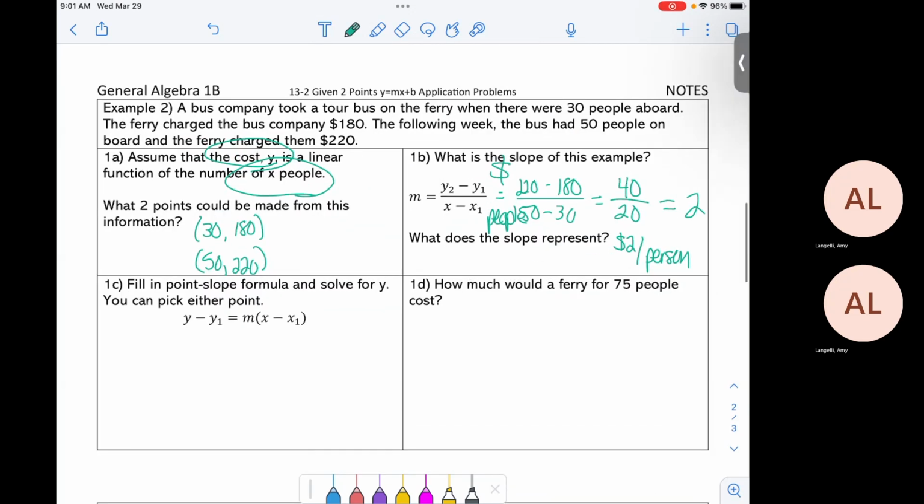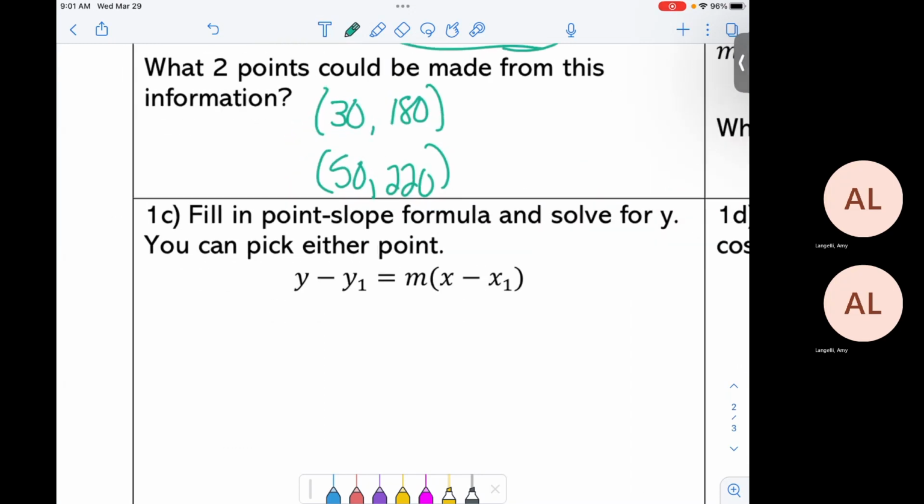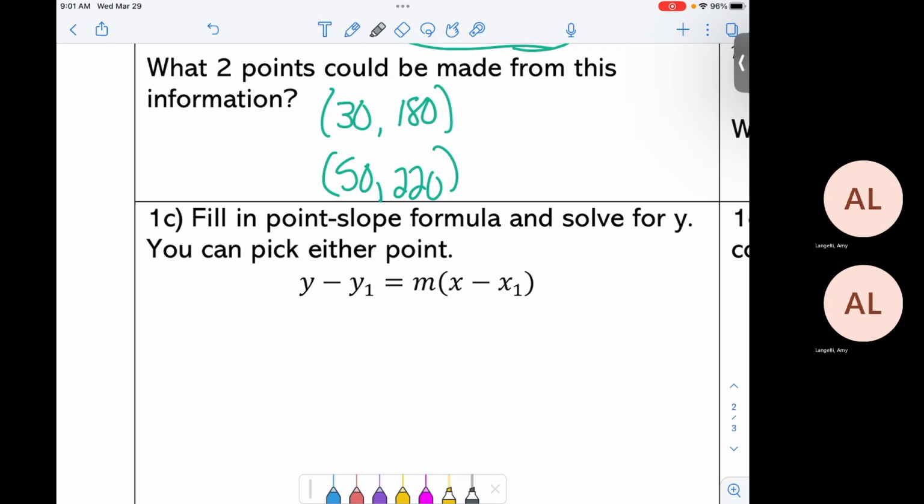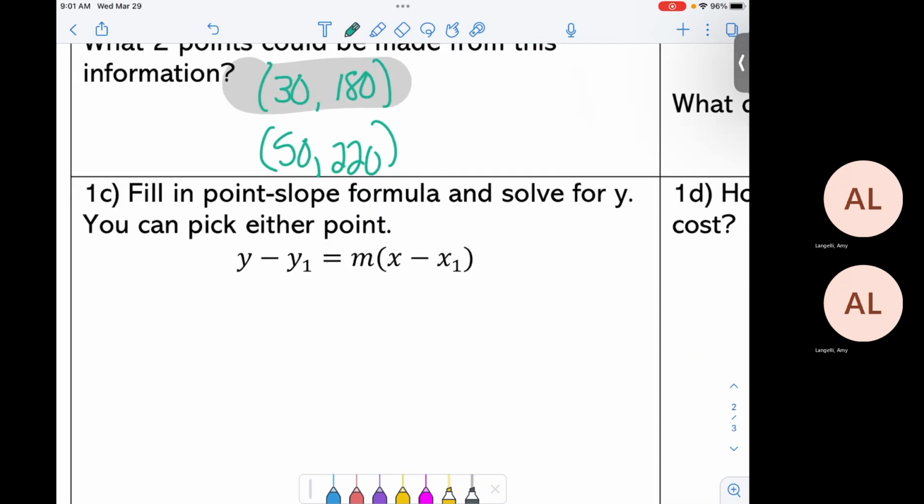All right. We're going to make a y equals mx plus b out of this. What point do you guys want to use? It doesn't matter. You get to pick this time. Top or bottom point? Top. All right. 30, comma 180. So what should I write? y minus 180. That's correct. Equals, what was our m? 2. Times x minus 30.